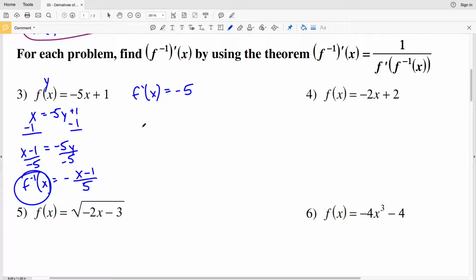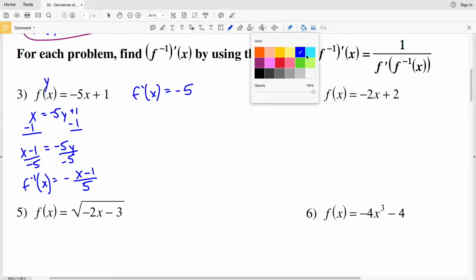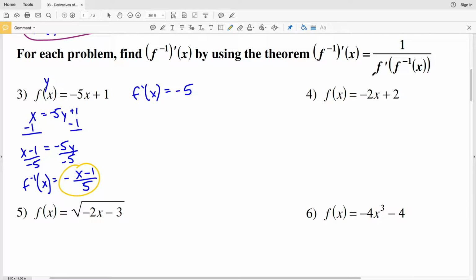So now that I have my inverse function of x, I'm going to take that value and plug it in for my x in my derivative. However, there is no x within my derivative formula, so regardless of what I plug in, the derivative of f of x is always going to be negative 5.